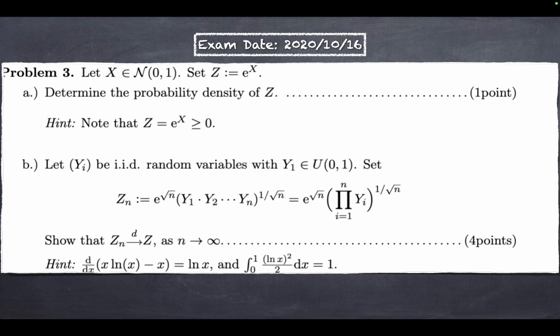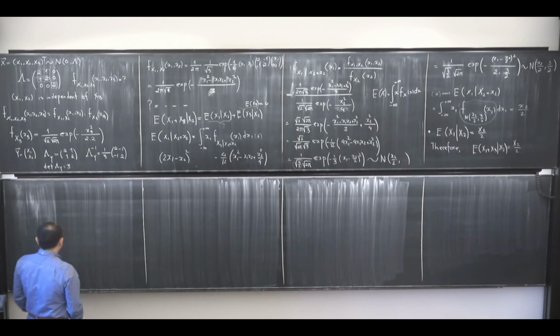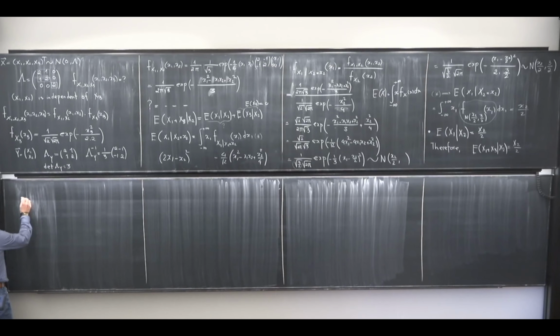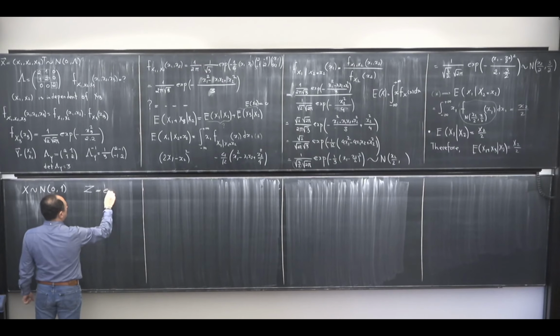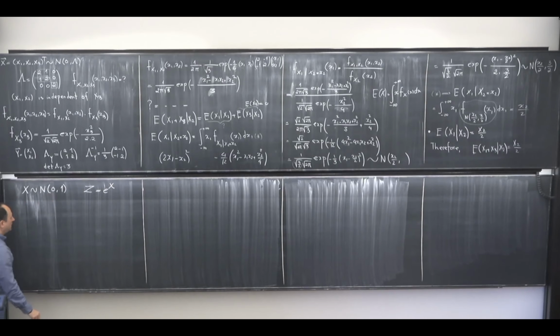Okay, so let us now go to the problem and try to solve this. You see, we know that X is normally distributed with mean 0 and variance 1. And then they have introduced a new random variable that is e to the X. And you want to find the probability density of Z. So what is wanted? The density of Z. This is what they want.